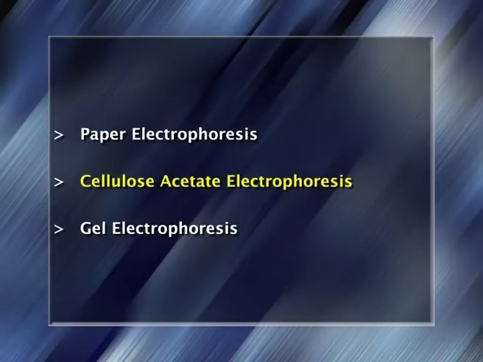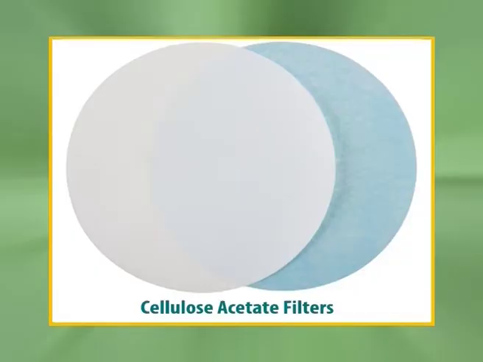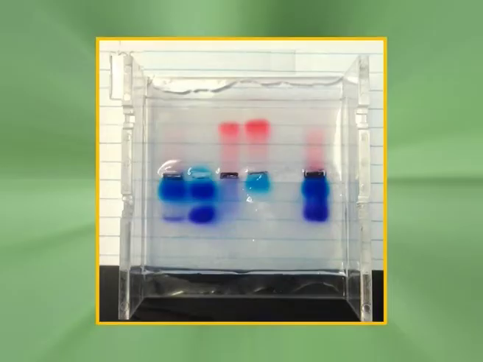Secondly, we will discuss cellulose acetate electrophoresis. Cellulose acetate as a medium for electrophoresis was introduced by Kohn in 1958. It was developed from bacteriological cellulose acetate membrane filters and is commercially available as high purity cellulose acetate strips, which are thin and have a uniform micropore structure.